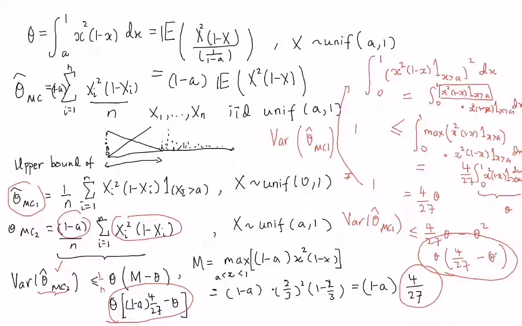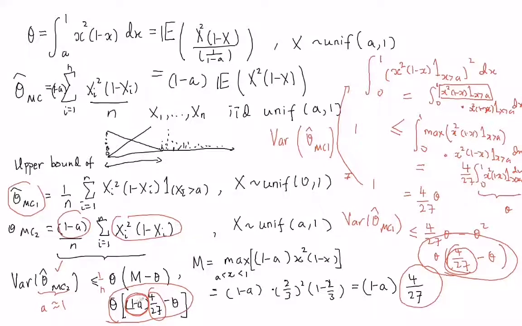Anyone? MC1, right? Because your MC1 is 4/27, right? MC2 also has 4/27, but it's multiplied by another number, 1 minus A. And if your A is close to 1, this is actually a very small number.